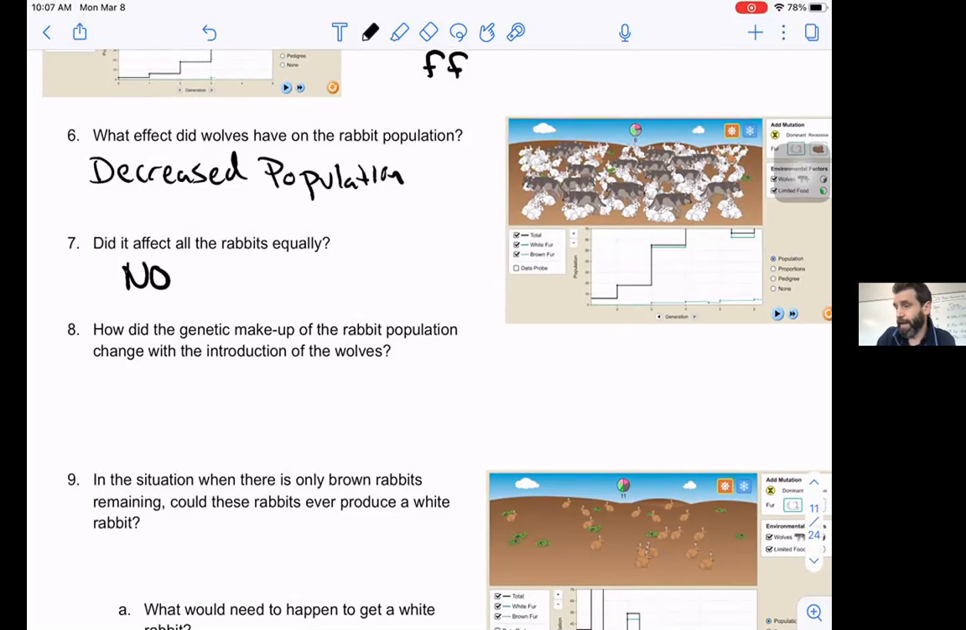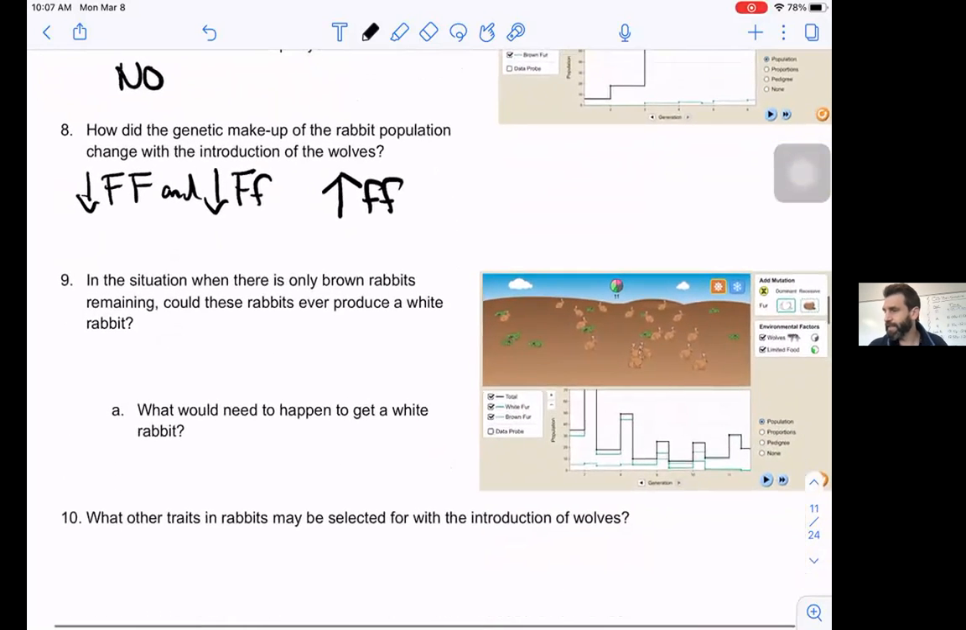How did the genetic makeup change? I'm thinking there was a decrease in big F, and probably a decrease in the heterozygote, big F, little f. And there was a relative increase in the brown rabbits, the homozygous recessive. Okay, in the situation where there are only brown rabbits remaining, could these rabbits ever produce a white rabbit?